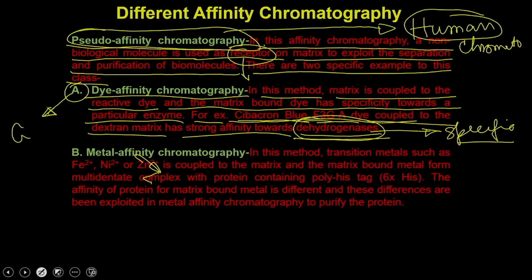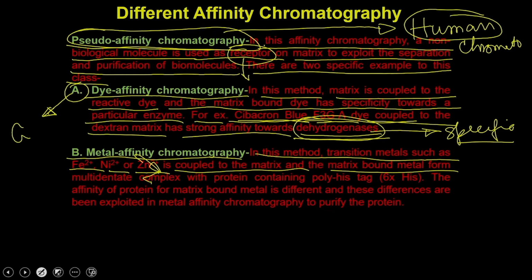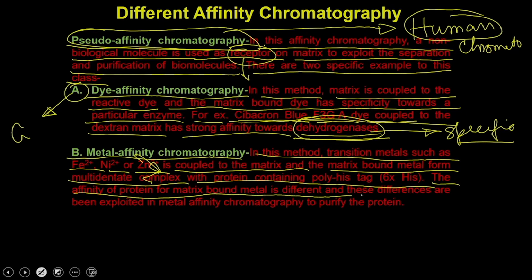Now, you have metal affinity chromatography. In this method, transition metals such as iron, nickel or zinc are coupled to the matrix, and the matrix bound metal forms a multidentate complex with a protein containing a polyhistidine tag. The affinity of different proteins for the matrix bound metal differs, and these differences are exploited in metal affinity chromatography to purify the protein.